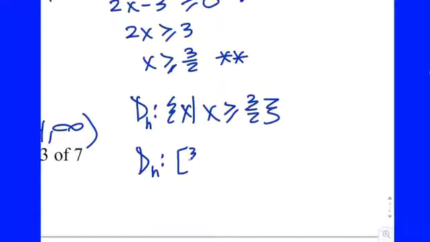Very good. Beefy bracket, 3/2, comma, what'd you say? To positive infinity with the parentheses. That's it. Good. 3/2 is now a lower bound. It's got to be 3/2 or bigger. So you start at 3/2 with a beefy bracket, comma, infinity. Okay? Either one.